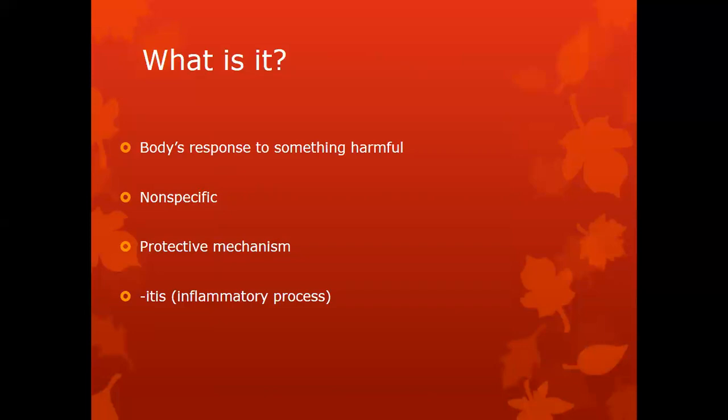So when you see that suffix of itis, it's going to mean that there's some inflammatory process taking place. And I bet just about all of you have taken care of somebody or have had yourself some sort of inflammatory response where you had the last name itis, like arthritis, appendicitis, bronchitis. So it's just describing where that inflammation is. So appendicitis is an inflammatory process happening in the appendix. Conjunctivitis is happening in the conjunctiva of the eye, and so on.